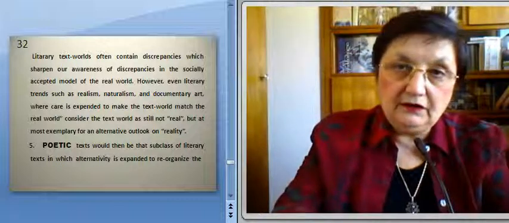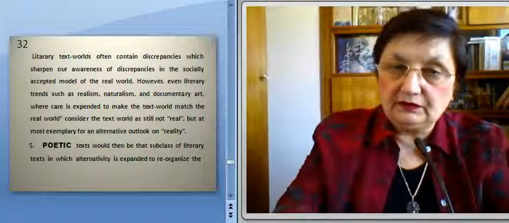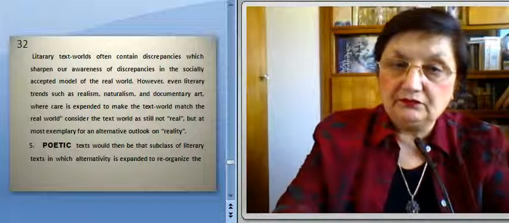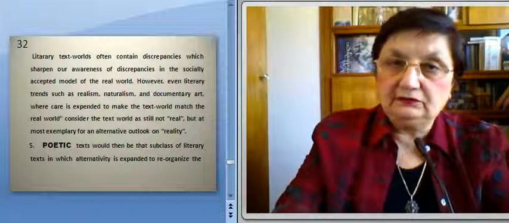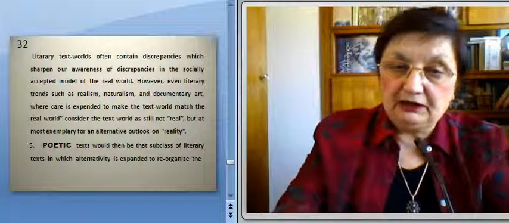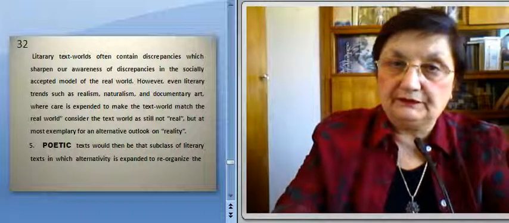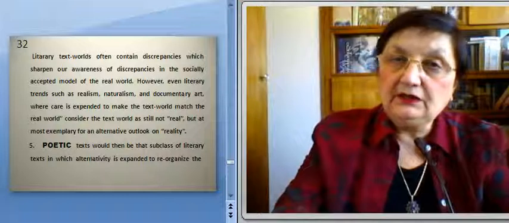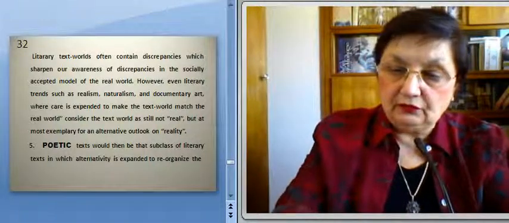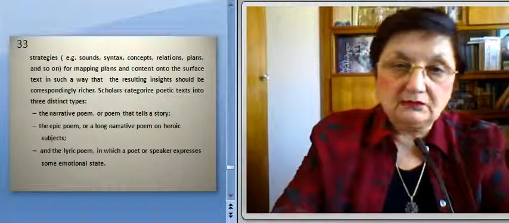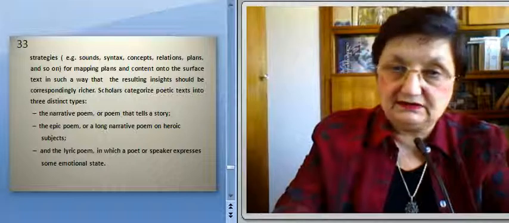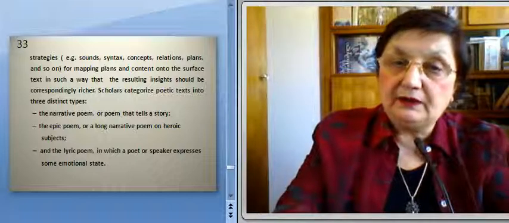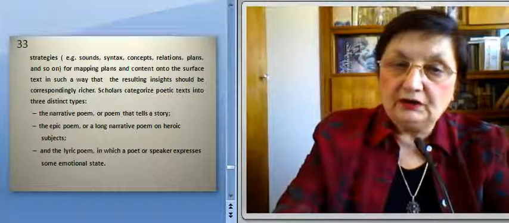Poetic texts would then be that subclass of literary text in which alternativity is expanded to reorganize strategies such as sounds, syntax, concepts, relations, plans, and so on, for mapping plans and content on the surface structure of the text in such a way that the resulting insights should be correspondingly richer. Scholars categorize poetic texts into three distinct types: the narrative poem or poem that tells a story, the epic poem or a long narrative poem on heroic subjects, and the lyric poem, in which a poet or speaker expresses some emotional state.